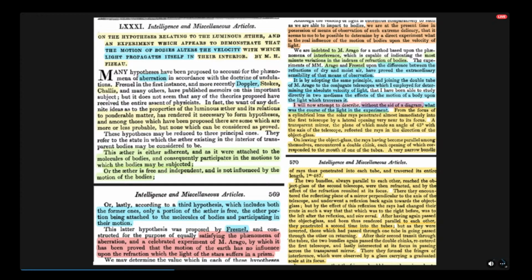So the orange: it seems to me possible to determine by direct experiment the real influence of bodies on the velocity of light. Green: thanks to Arago for helping us with the refractive indexes and the interference patterns produced thereof, so we can deduce the fringe pattern produced by the velocity of a moving body. So yeah, that was super important.